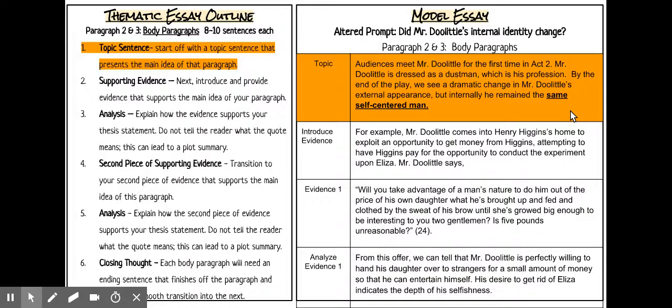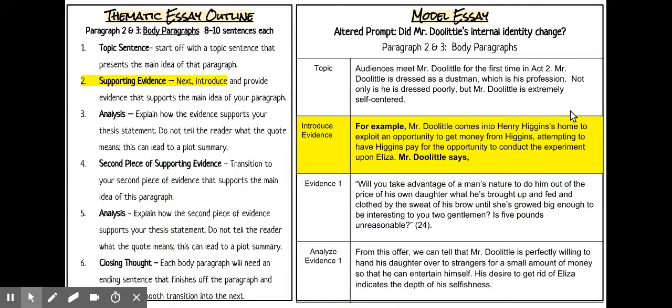Okay, next up is evidence. Now, you can't just start quoting your evidence. You need to introduce the evidence first. So take a look at your evidence and ask yourself, what's going on? What would I need to tell someone who never read this play before? Let's look here. For example, we start with our transition.